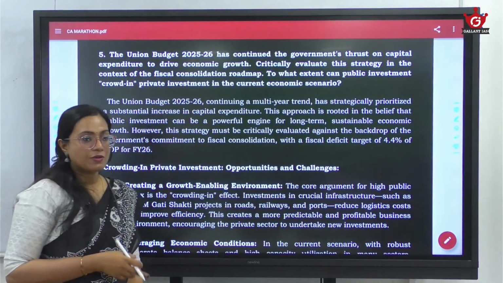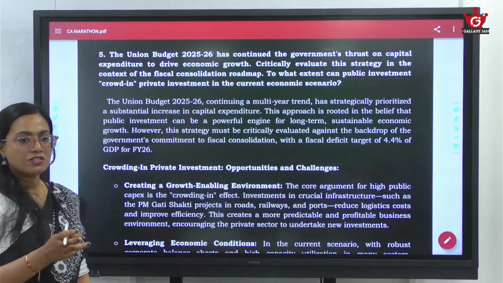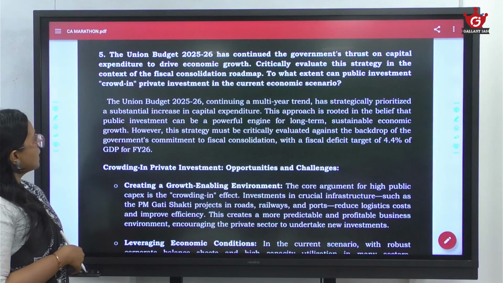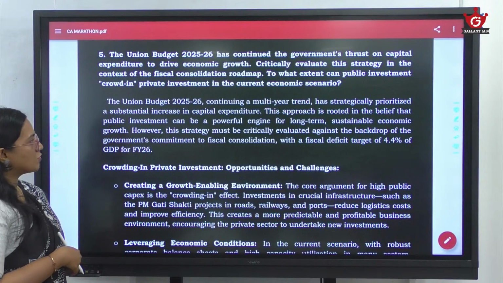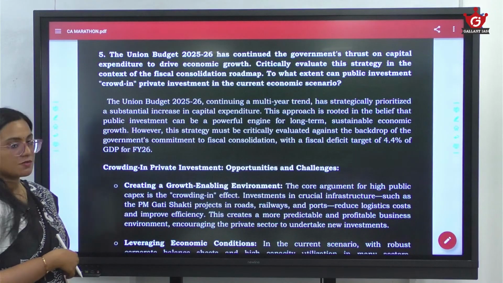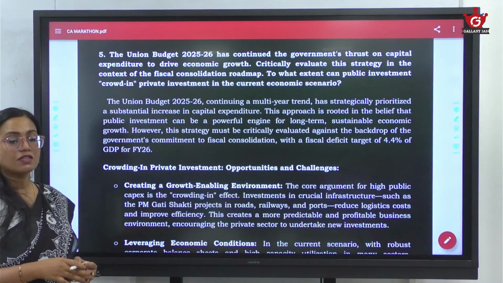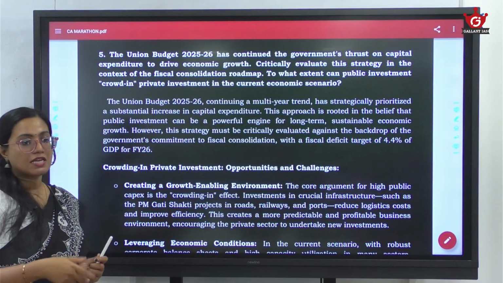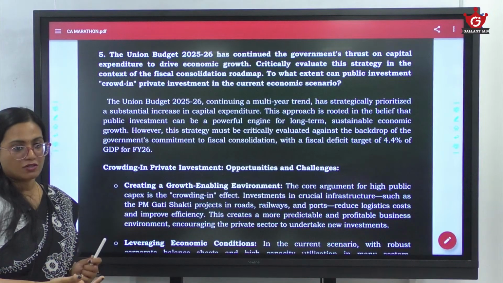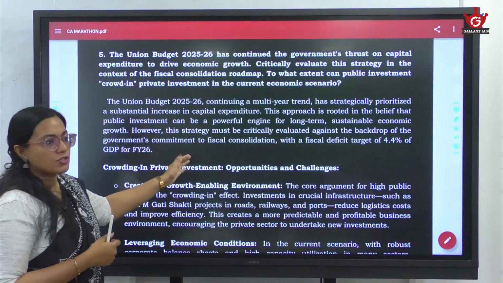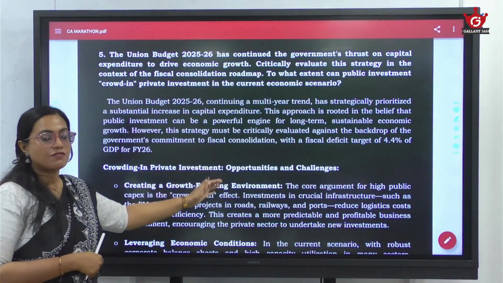Union Budget 2025-26. Budget is also a major portion in your GS3 paper. Critically evaluate the strategy in the context of the fiscal consolidation roadmap. To what extent can public investment crowd in private investment in the current economic scenario? Like if the government investment is actually leading to private investment or not. Okay. So we talk about the Union Budget 2025-26. What is the trend of investment in the economy?